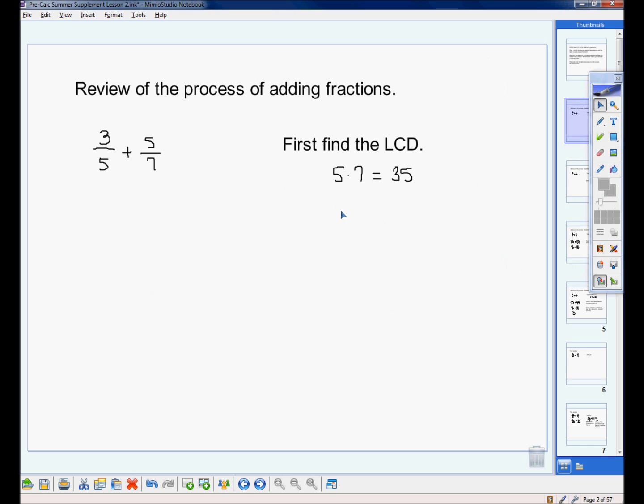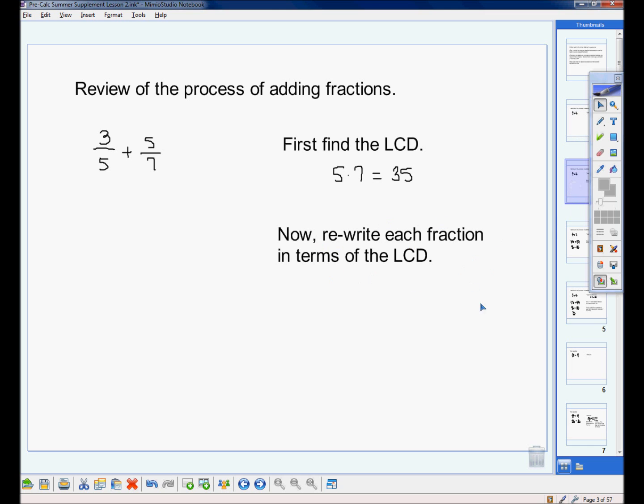Okay, first reviewing the process of adding fractions. If we wanted to add 3/5 and 5/7, you'd find the least common denominator. You can find that by multiplying these two denominators. Since there's nothing in common, we'd have a 5 times a 7, 35, the least common denominator. As I said, this should be nothing new to you, just reviewing a little bit for you.